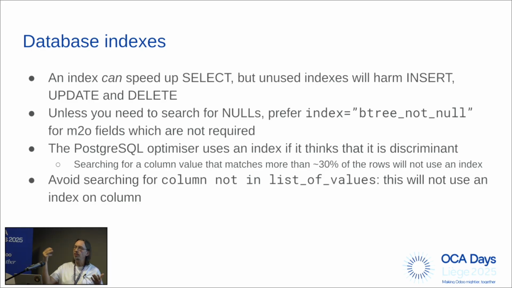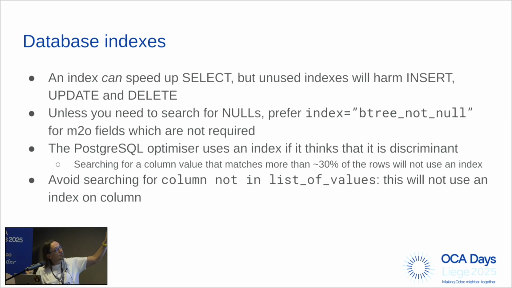So if you have two companies in your database and about 50% of the rows on each company for your sale orders, a search on company ID equals 1 will not use the index on company ID. It will do a full table scan, or it will use a different index which is more discriminant for your search. Same thing for searches on state.